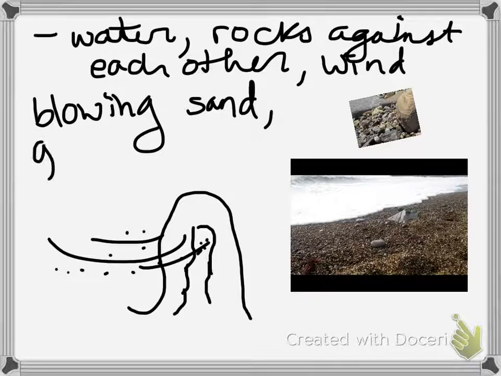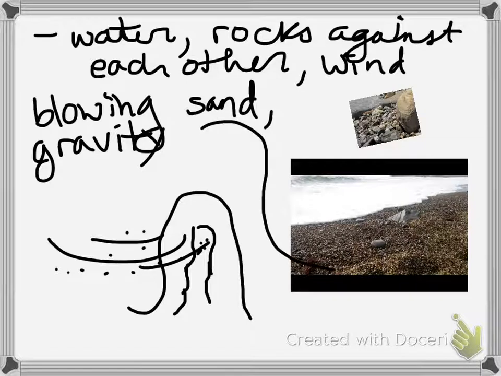You could also have gravity as a force that's abrasive, because say if this is a hill and you have water running down the hill, gravity is causing the water to move faster, and as it moves faster and faster, it becomes more and more of an abrasive force and rubs against the rocks to round them out and make them smooth.